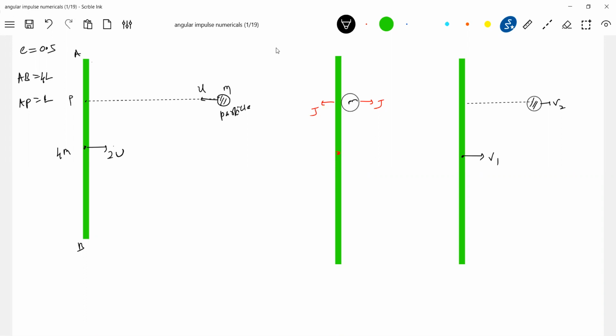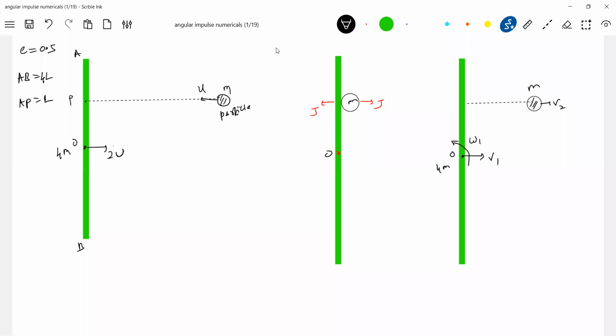How should we read it? Look at the impulse J. It acts anti-clockwise, so I'm going to put the angular velocity in this direction. After rebound, what we have to find out are v2, v1, and omega 1. How can you firmly say that the rod must rotate anti-clockwise?